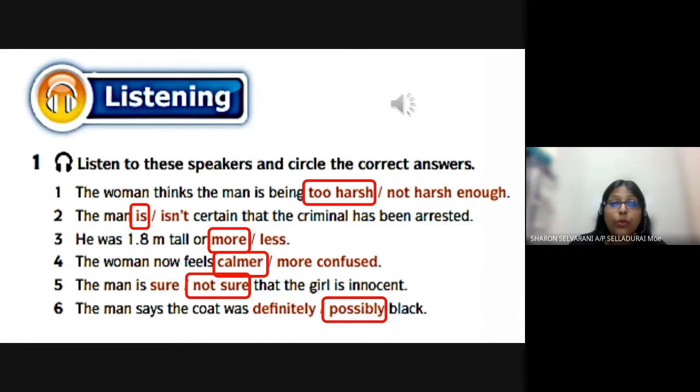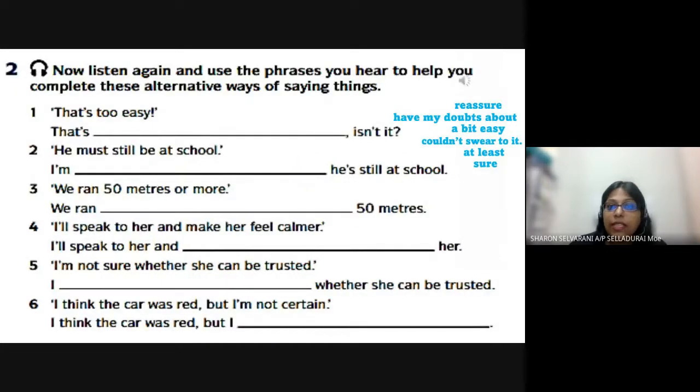Okay. So this is how you do your listening component. Let's look at the next one. Now listen again and use the phrases you hear to help you complete these alternative ways of saying things. You are going to listen to the same audio, and now you can just try to come up with an alternative way of giving the answer. All right, so let's listen.